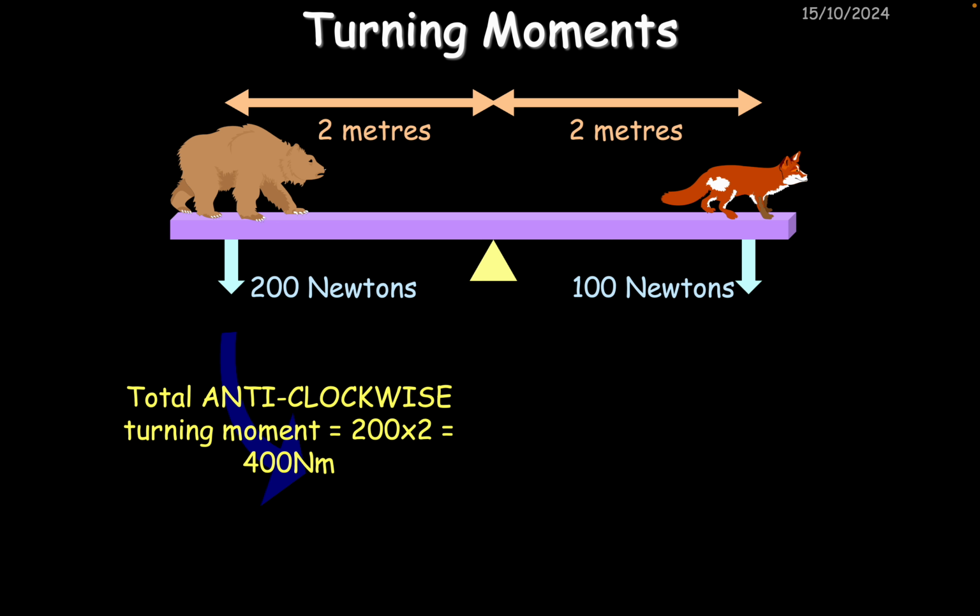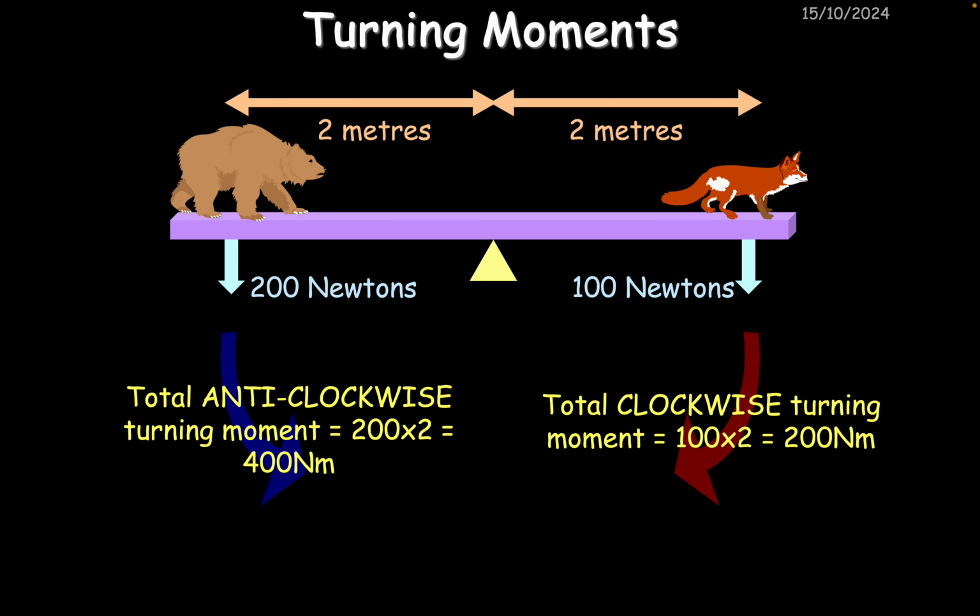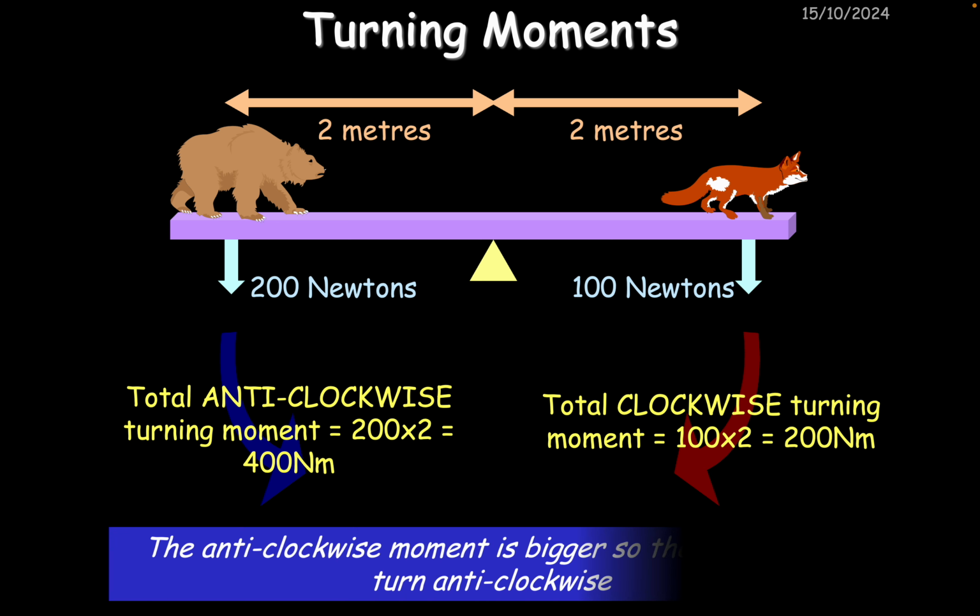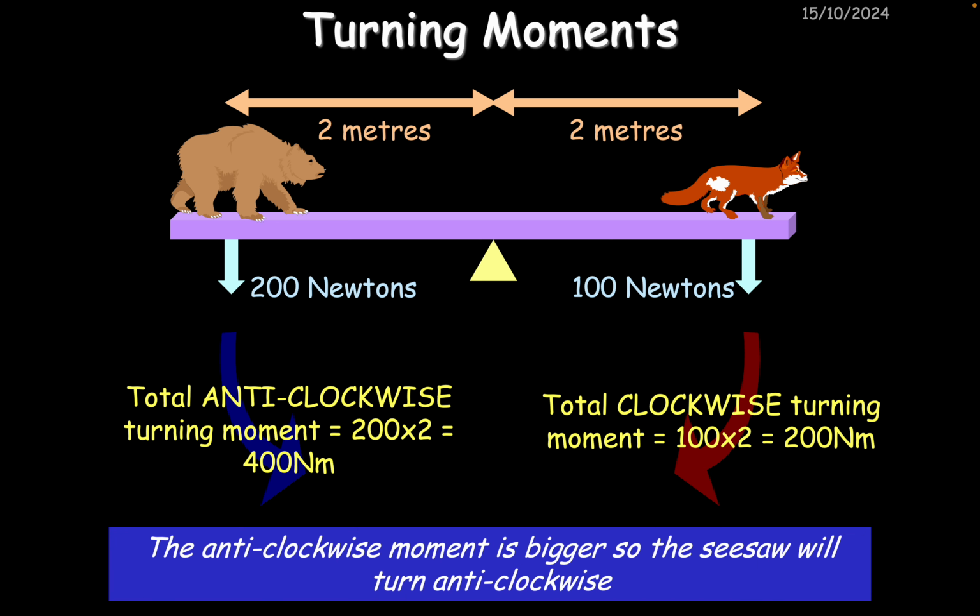So the sum of anti-clockwise moments is 400 newton meters, and the sum of the clockwise moments is 200 newton meters. The anti-clockwise moments are greater than the clockwise moments, so the turning effect will be 200 newton meters anti-clockwise. The anti-clockwise moment is bigger, so the seesaw will turn anti-clockwise. So these two animals are not in equilibrium when it comes to turning effects.